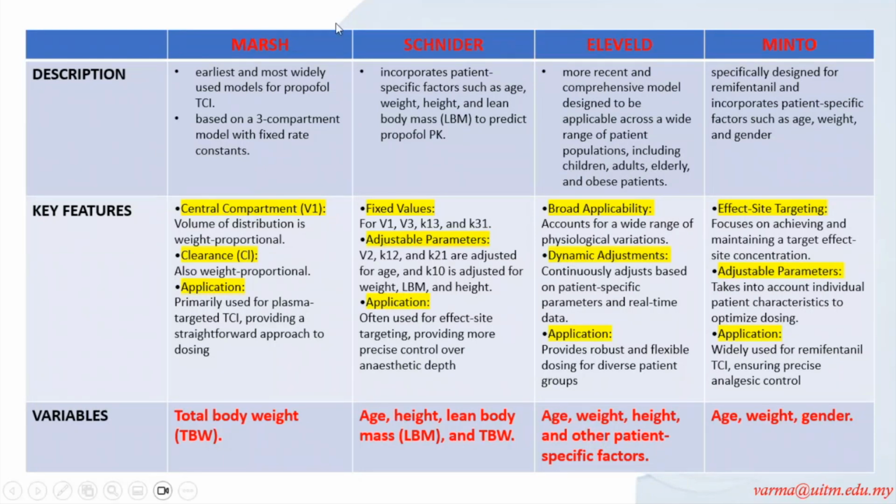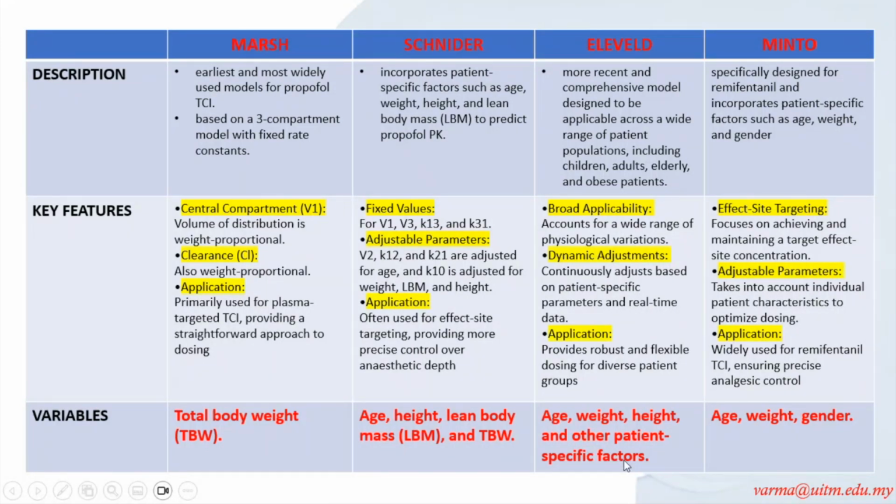For MASH, the variable that must be keyed in is total body weight, it is not age related. Whereas for Schneider, you need to put in the age, height, and total body weight. Lean body mass you don't need to put in, the machine will calculate. It means this lean body mass parameter will be calculated by the machine. For LFL, you need to put age, weight, height, and other patient-specific factors, which sometimes you can even put in the patient's illness in some pumps.